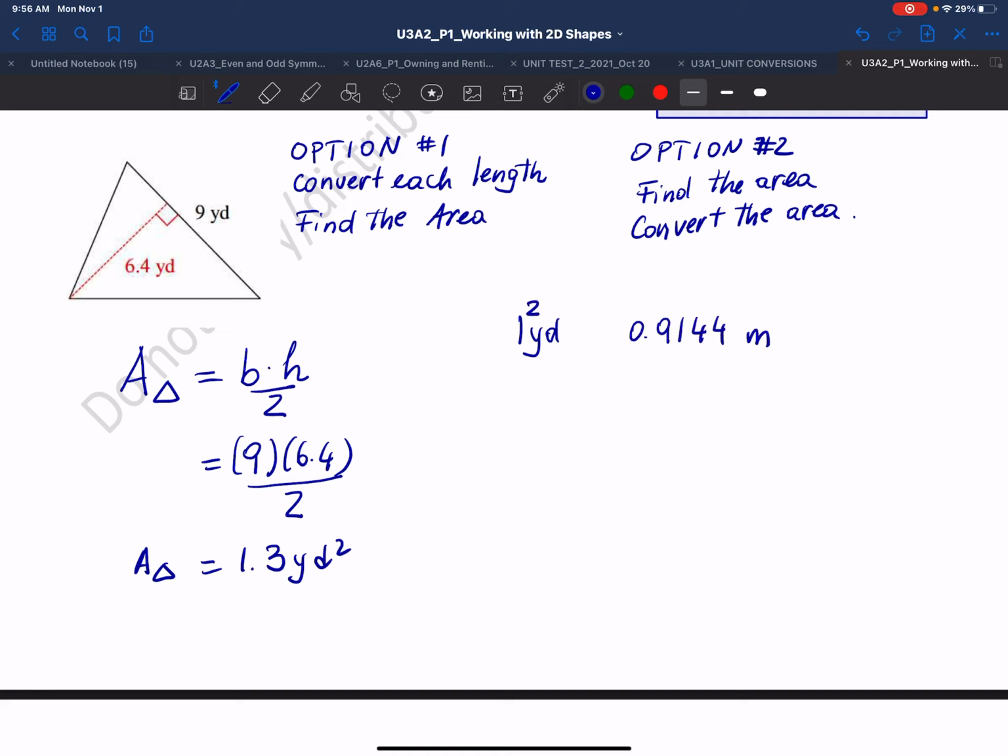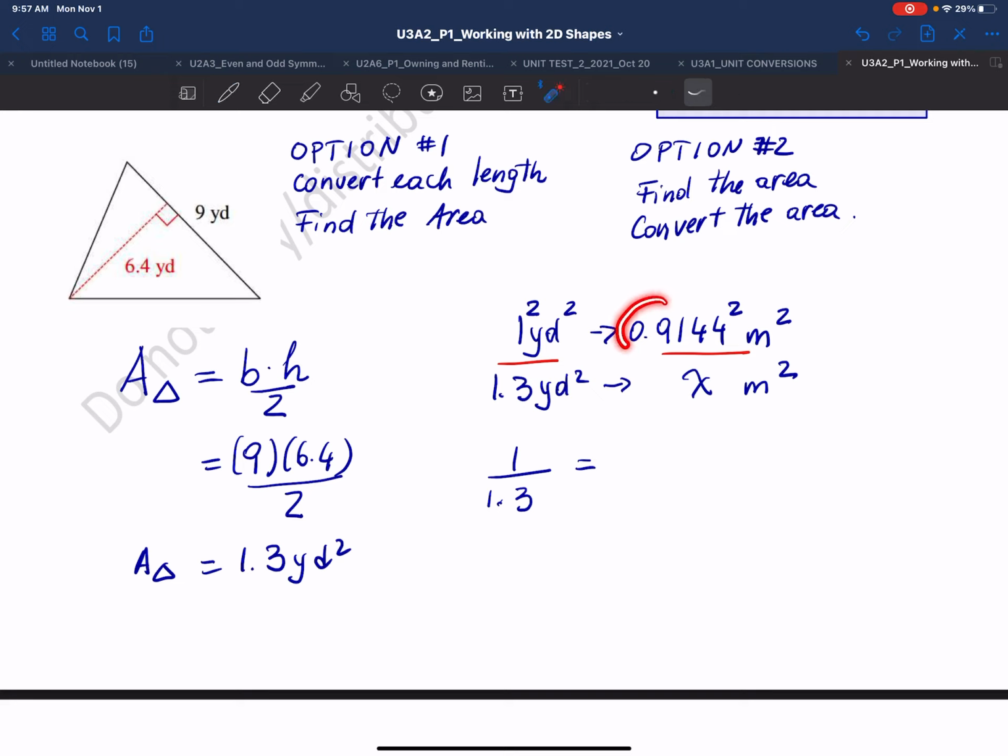Which means 1 yard squared would be 0.9144 squared meters squared. So what we have is 1.3 yard squared, and we want to convert into meters squared, which we don't know, so we call it x. So create the equations. We have 1 divided by 1.3 equals x. Again, you can square this or you can just leave it in this form.